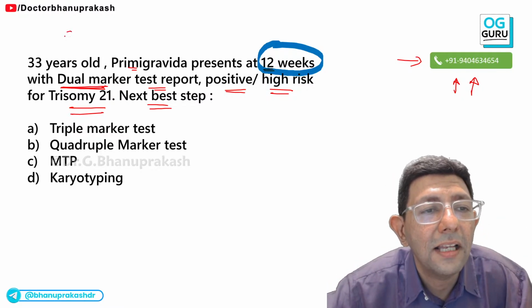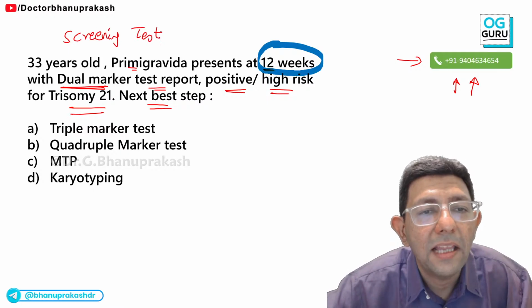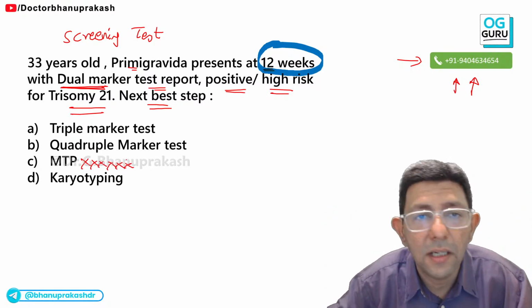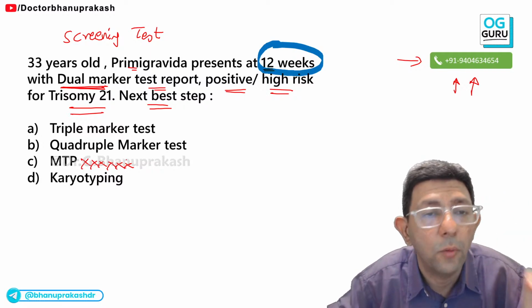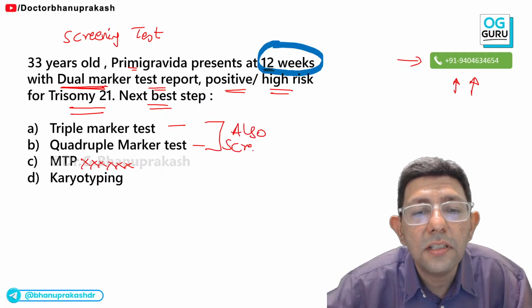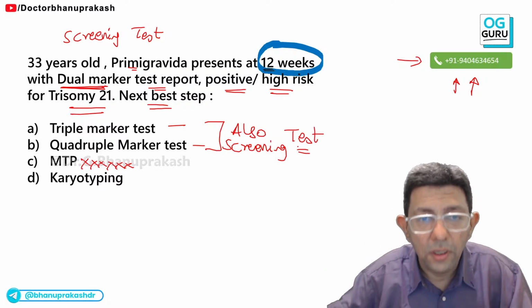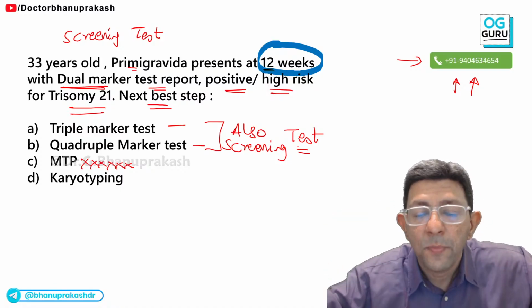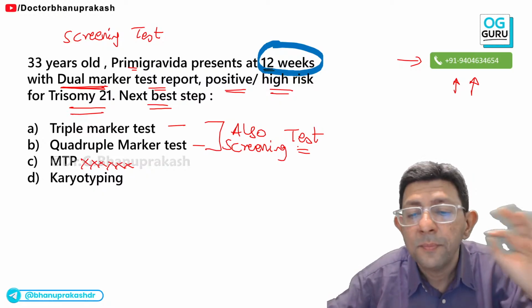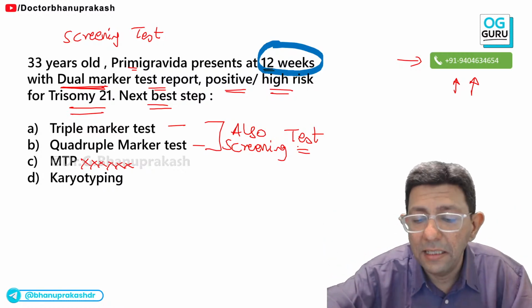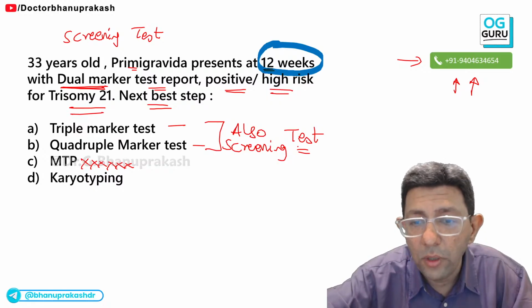The dual marker test is only a screening test, and therefore just based on the screening test report we are not directly going to do MTP. Is this understood to all of you? Then what do I do? The triple marker test and quadruple marker test are also screening tests, done in the second trimester. When one screening test is abnormal, there is no point doing another screening test. I'll make the MCQ further tougher, and I want all of you to tell me the answer. How is the screening test report and what do you do further?